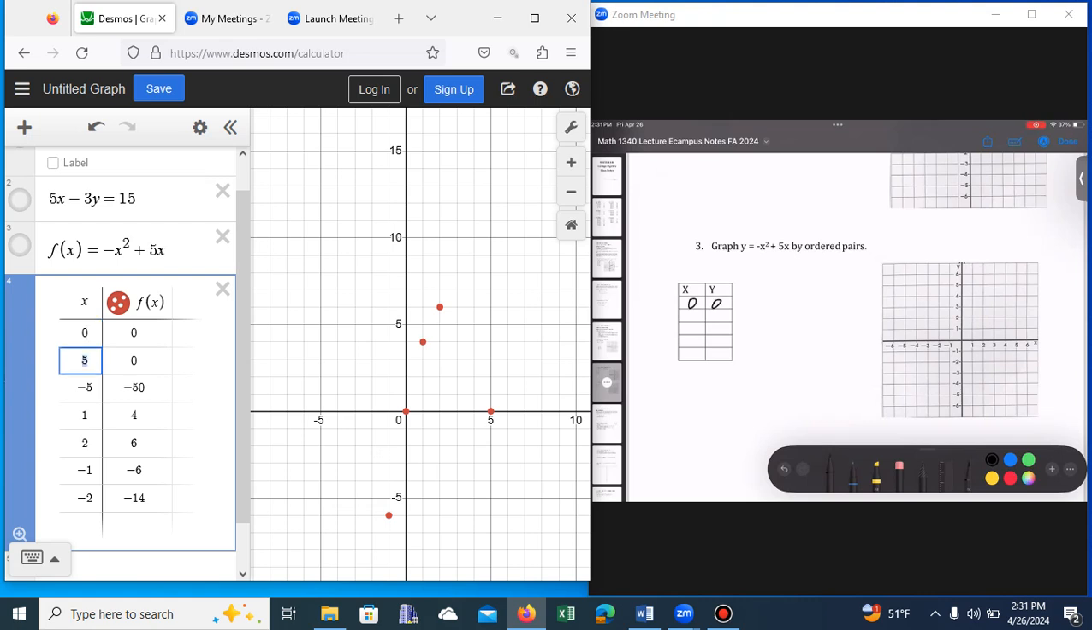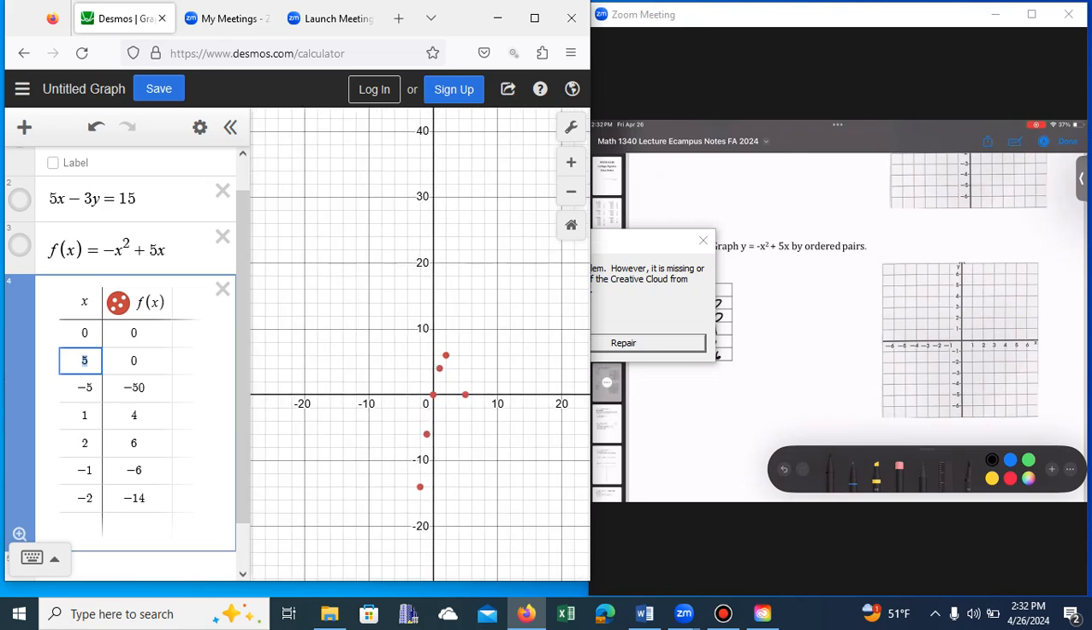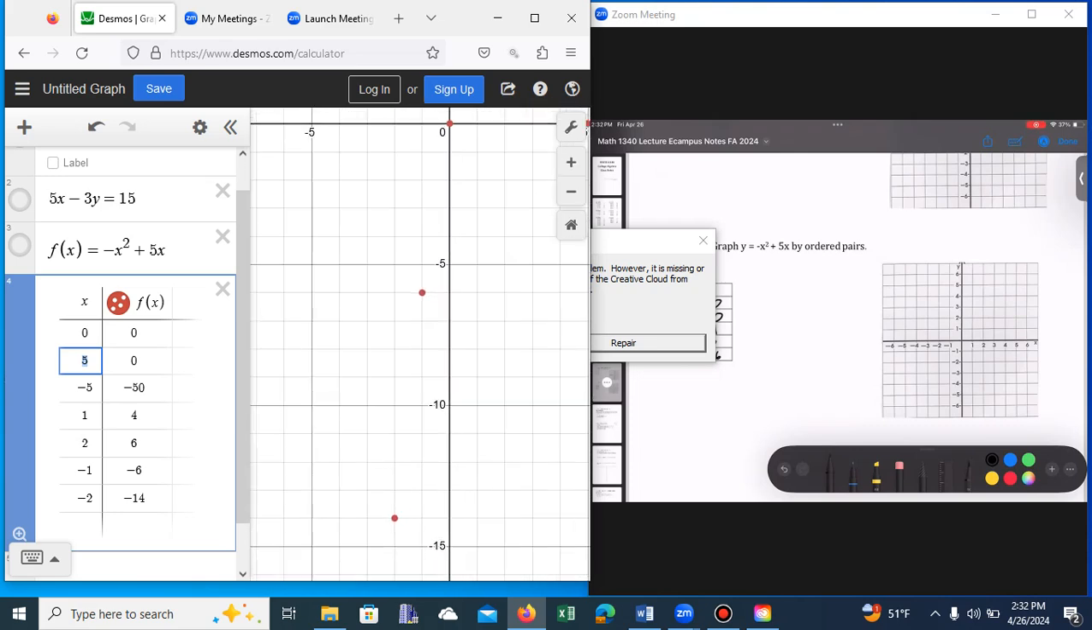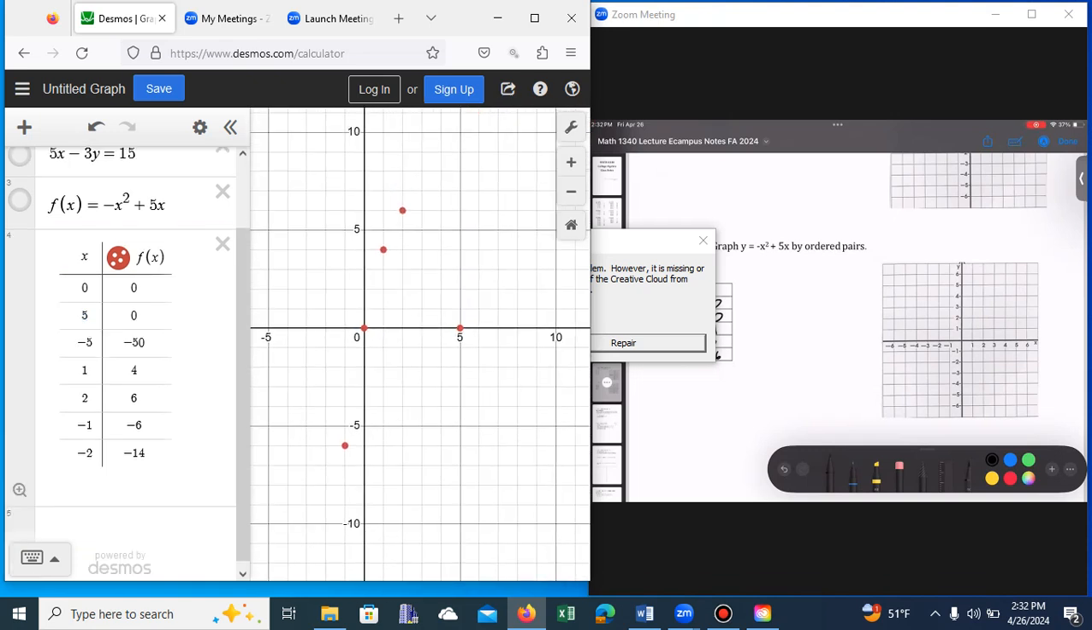5, 0 is another point on the x-axis. 1, 4 is a point. 2, 6 is a point. -1, -6 is also a point. The ones I didn't mention are on here if you zoom out. They'll follow down. But I just want to mention which ones were in line in the viewing window.